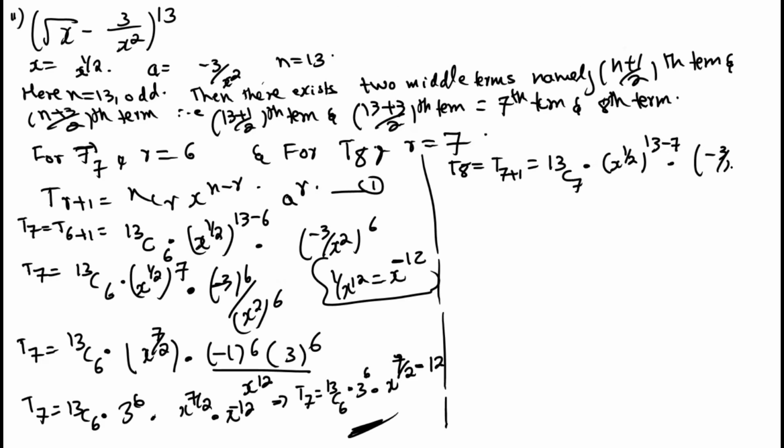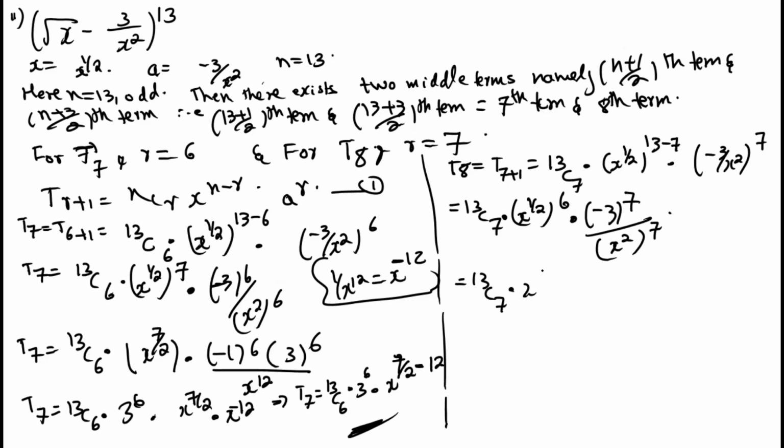value is minus 3 by x square to the power r value is 7. So here it's equal to 13C7 into x to the power 1 by 2 to the power 13 minus 7, it's equal to 6 into minus 3 to the power 7 by x square to the power 7. So it's equal to 13C7 into x to the power 6 by 2, that is 3, into minus 3 to the power 7 is minus 1 to the power 7 into 3 to the power 7 divided by x to the power 14. So it's equal to 13C7.